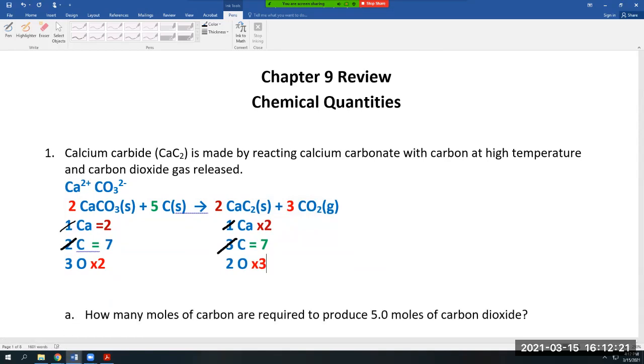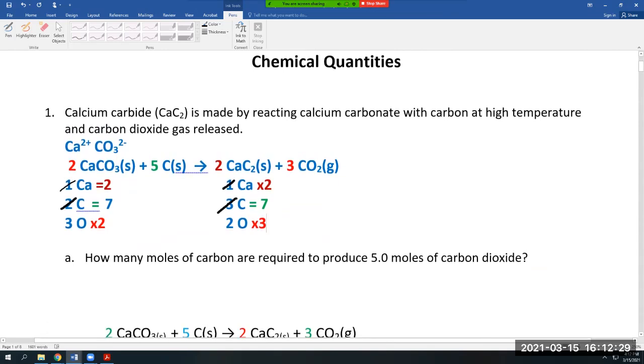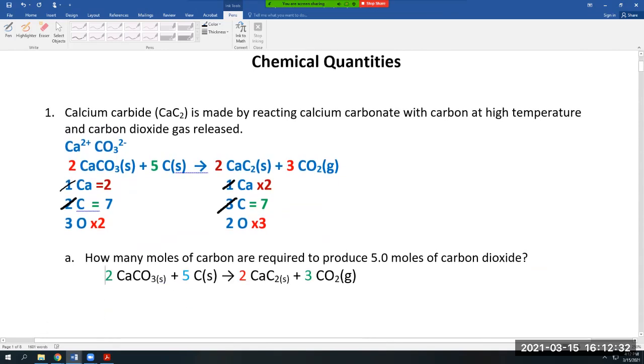So the first question is, how many moles of carbon are required to produce 5 moles of carbon dioxide? And I have the equation written again here. How many moles of carbon? So we are looking for moles of carbon, knowing that we have 5 moles of carbon dioxide. So what I like to do is write below the reactant or product what we have and what we are looking for. So here I would like to write that I'm looking for the number of moles of carbon, knowing that I have 5 moles of carbon dioxide.